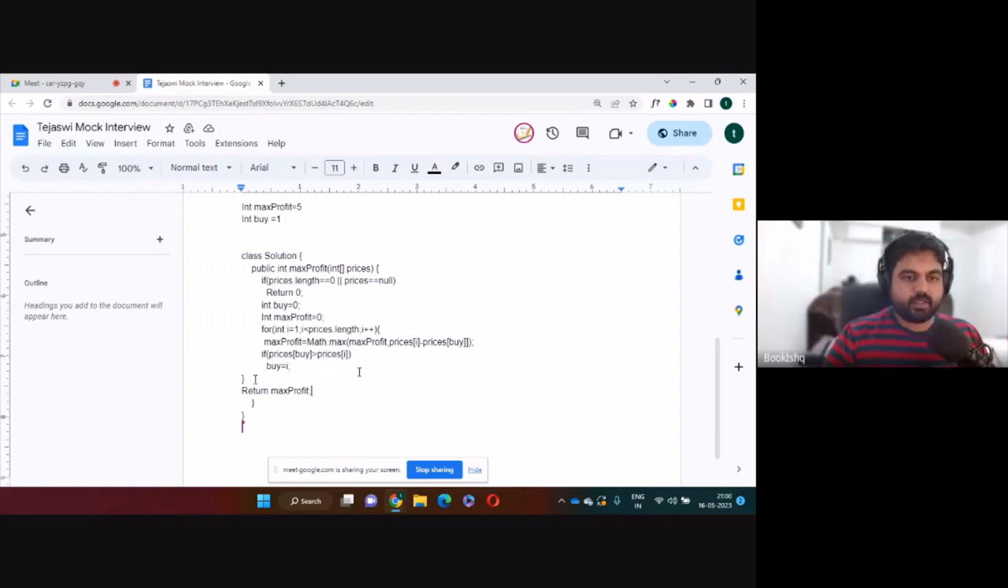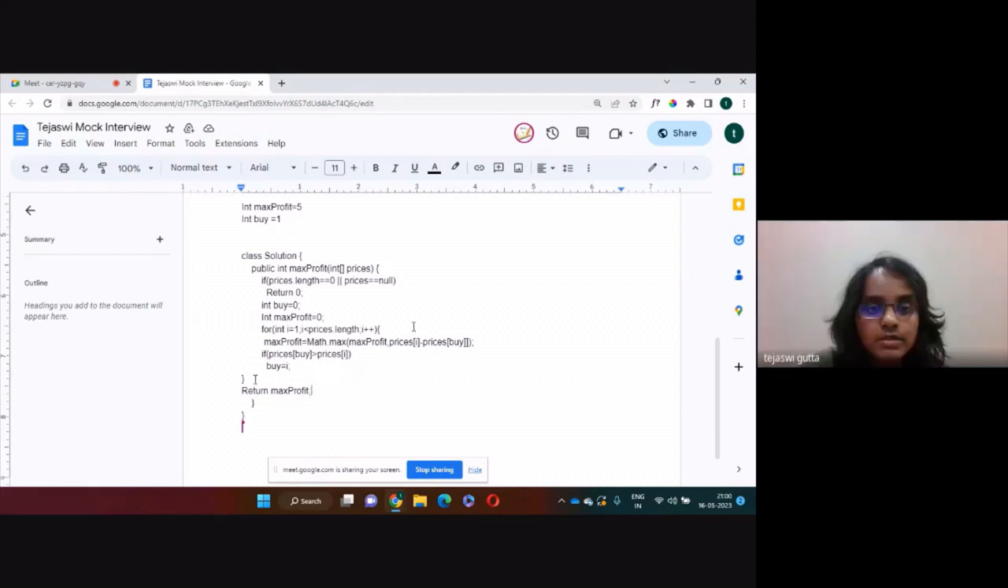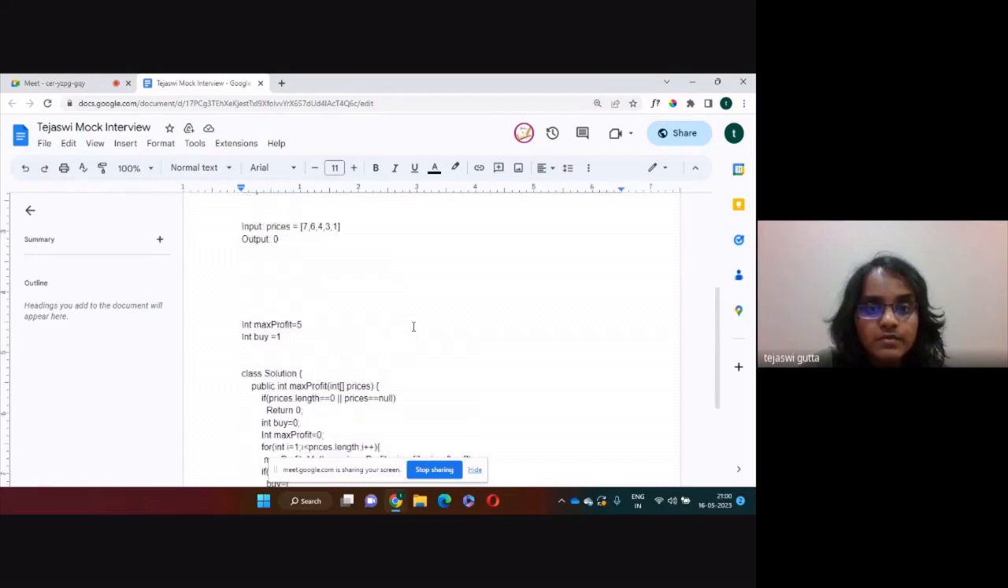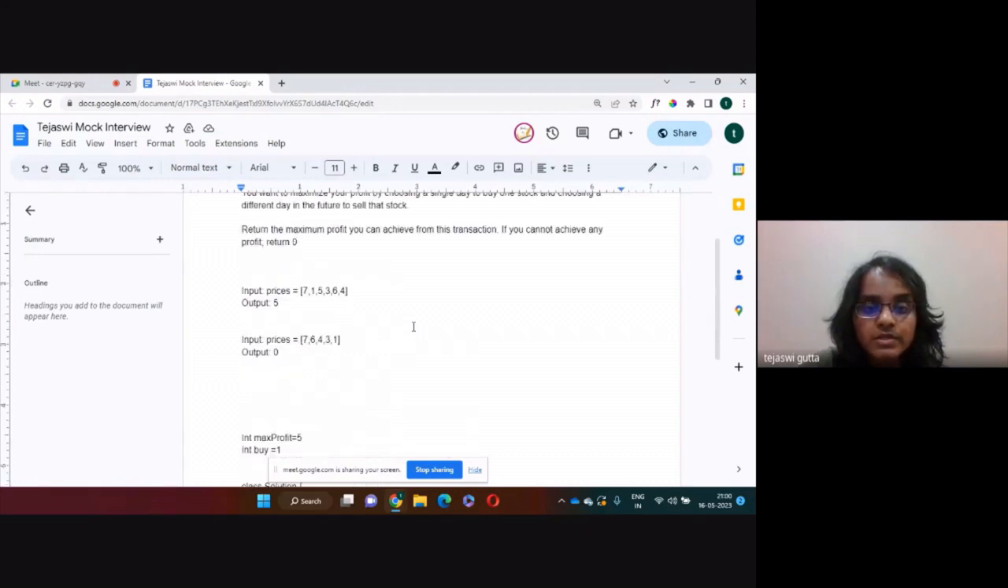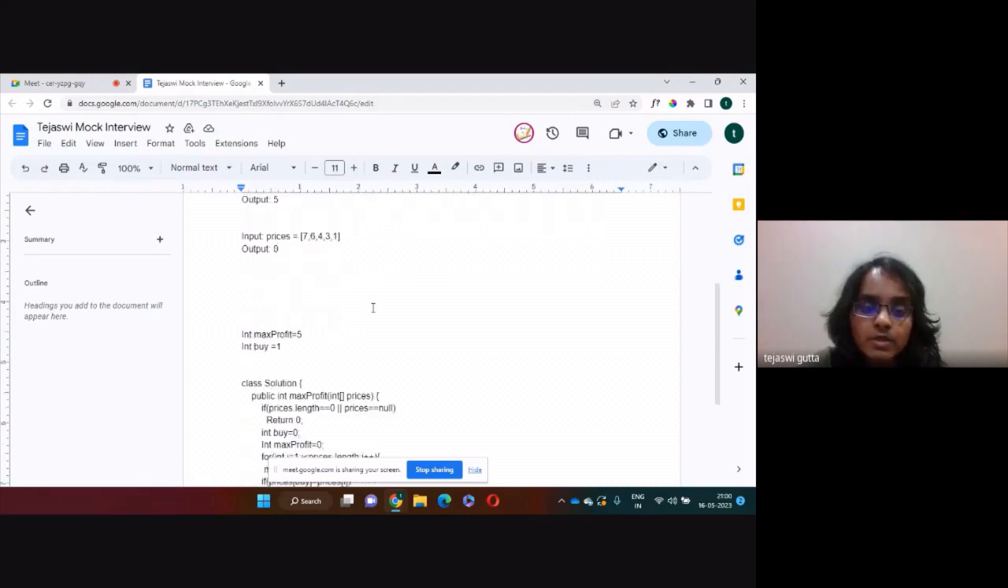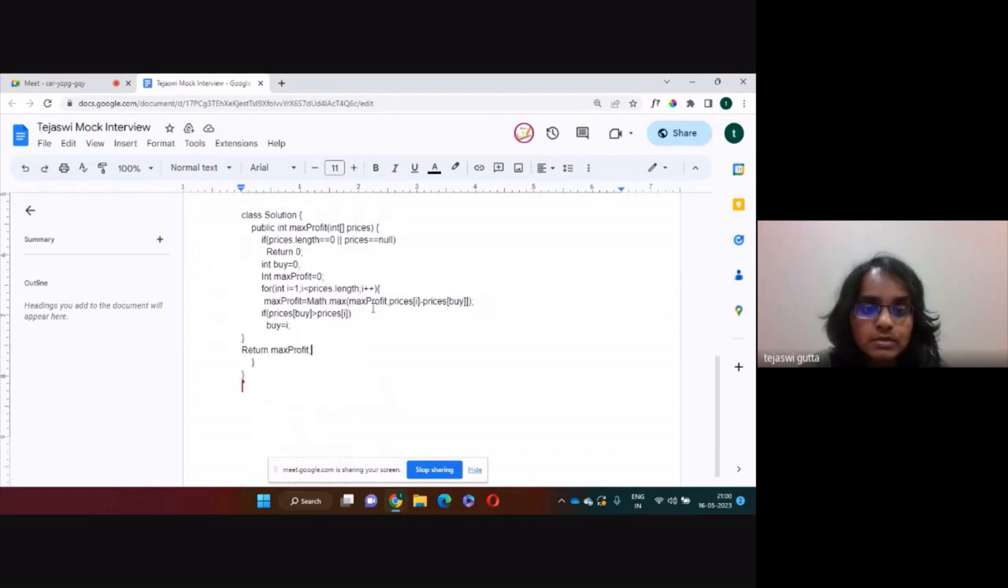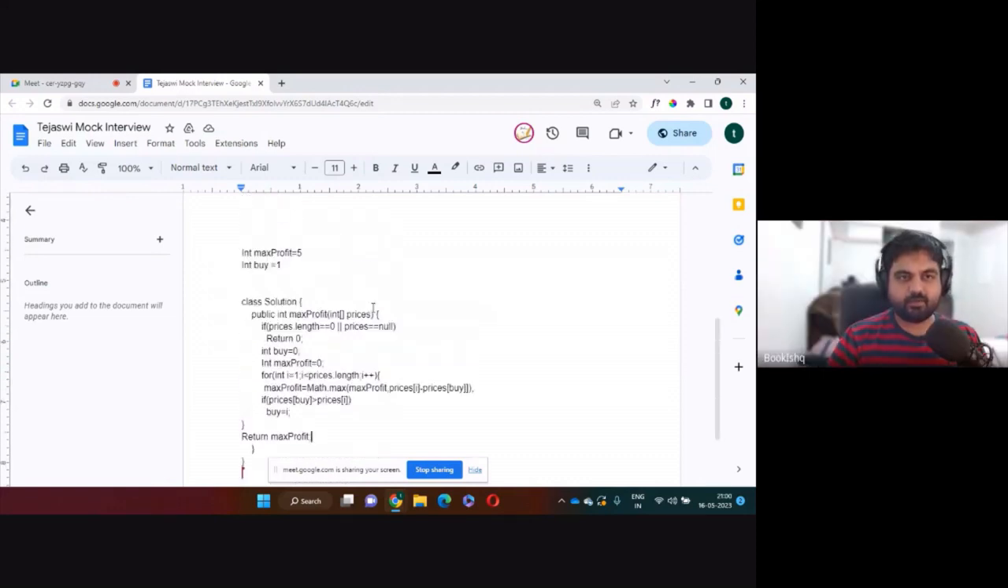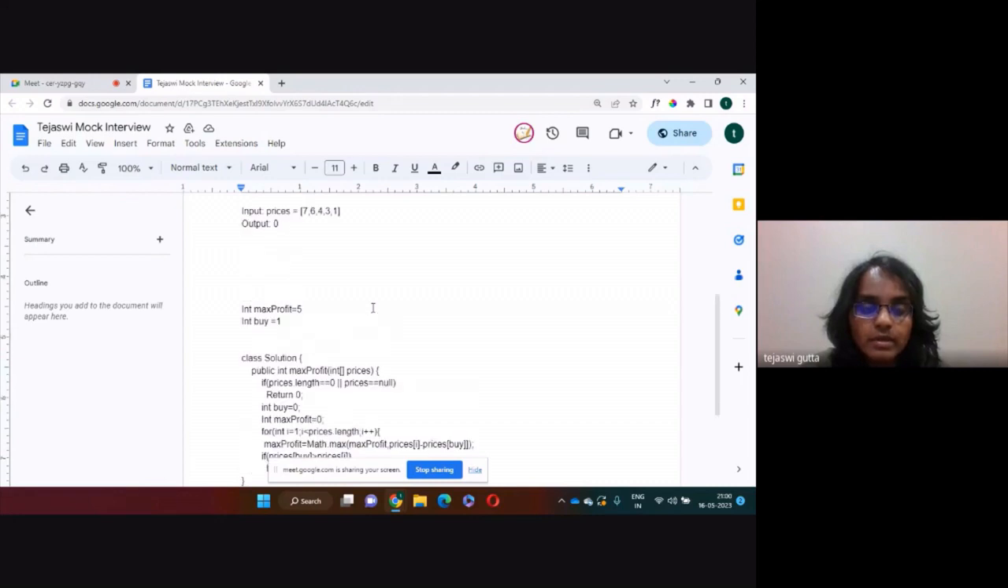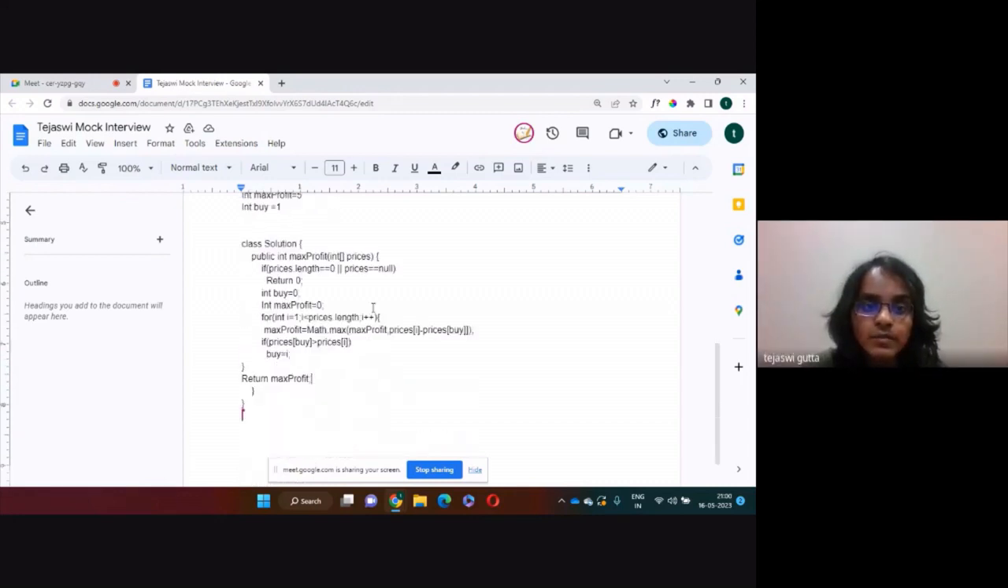What do you think is the time and space complexity? So the time complexity for this would be O of n because we are traversing the array only once. And then the space complexity is O of n because we are not using any extra space here. Sorry, time complexity is going to be O of n. And space complexity is O of 1 because we are not using any extra space here.